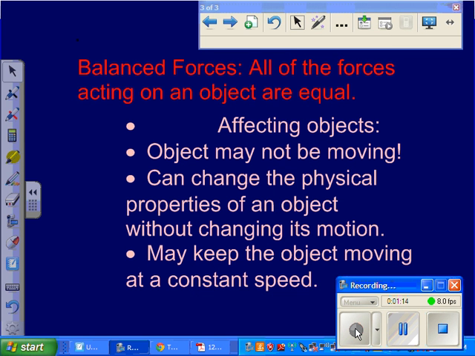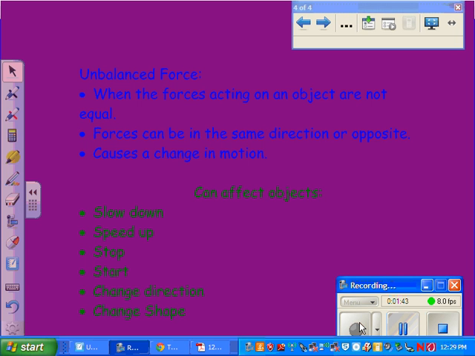Okay, now we're going to talk about balanced forces. These are when all the forces acting on an object are equal. So the different things that can happen is that the object may not be moving, or it might be at a constant speed, meaning nothing is pushing or pulling more than another force. Also, a balanced force can change the physical properties of an object without changing its motion. We'll get into more detail about that in a little bit.